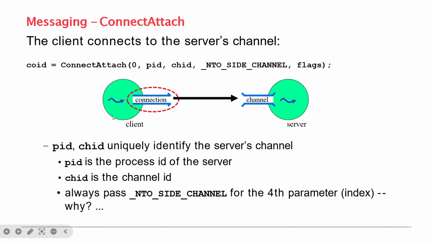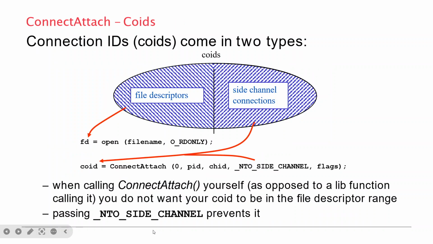Next, after creating the channel, comes connect attach. The client connects to the server's channel. For this we have connect attach, with PID, CID, and NTO side channel flags. PID is the process ID of the server, CID is the channel ID. Here we are going to get a COID, that is the connection ID.